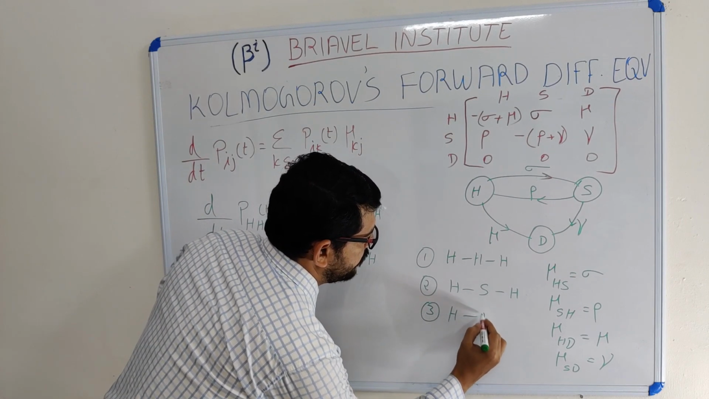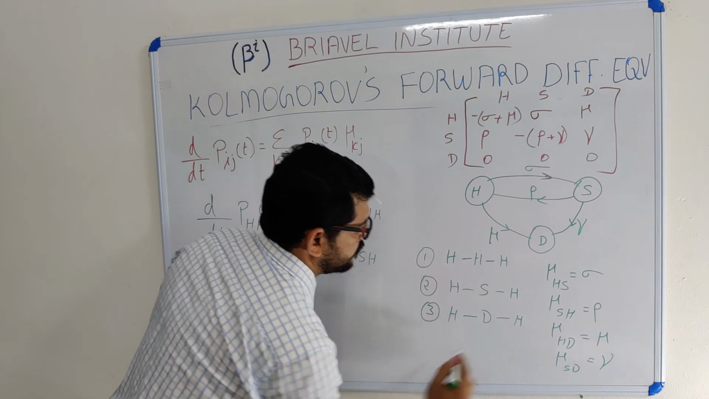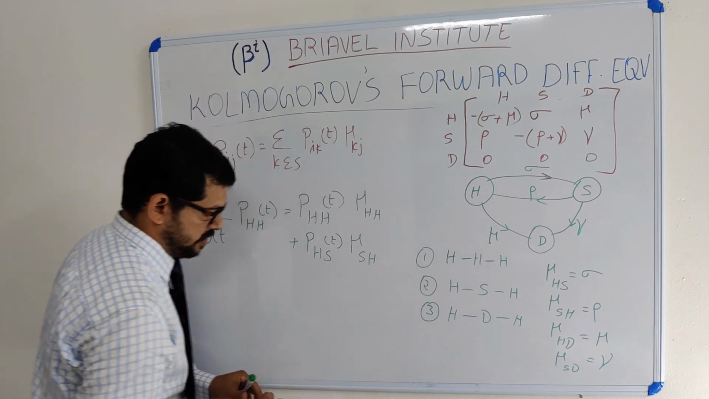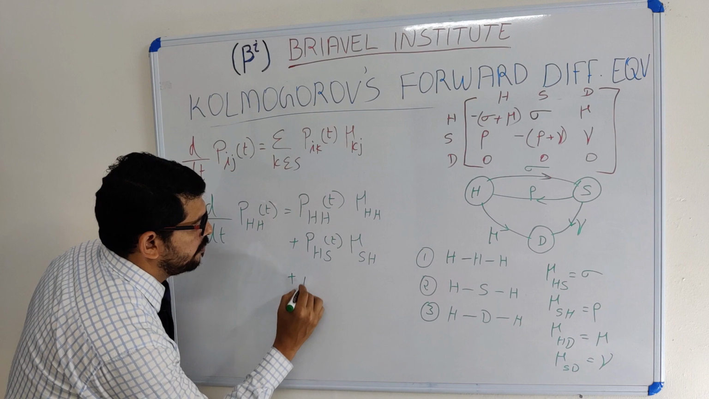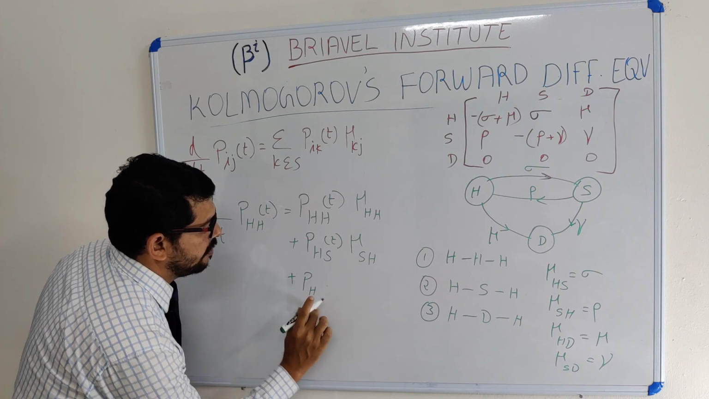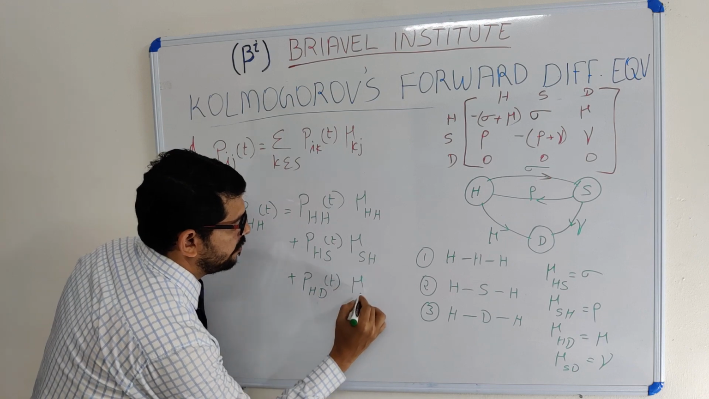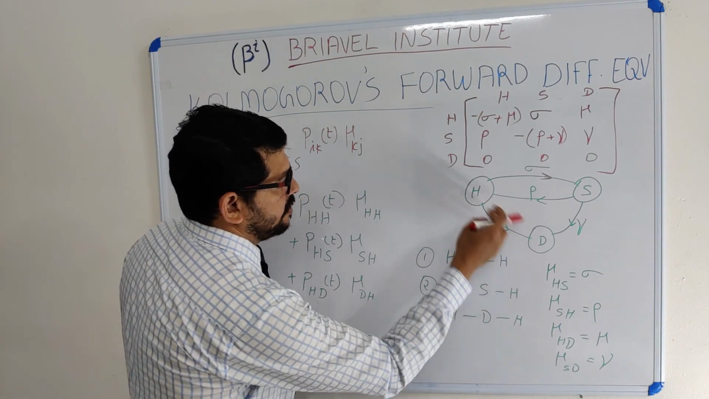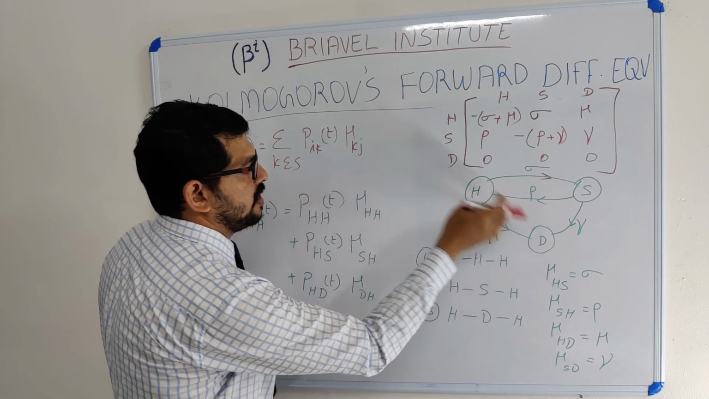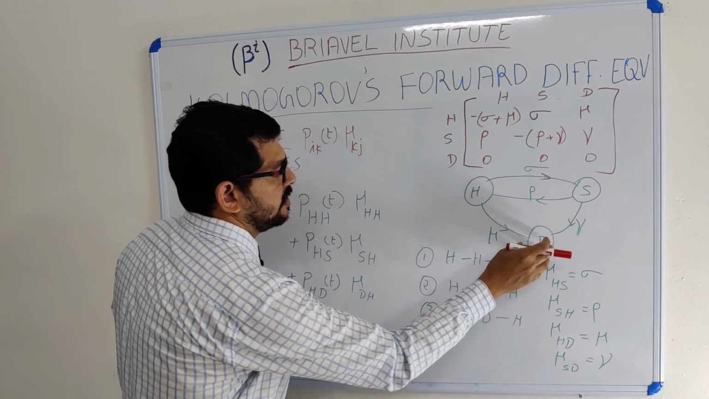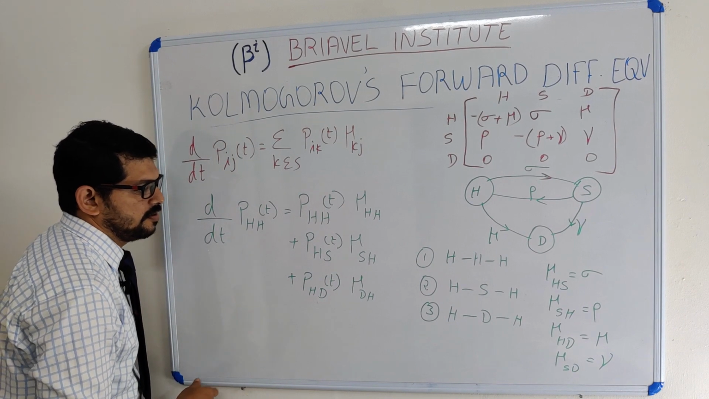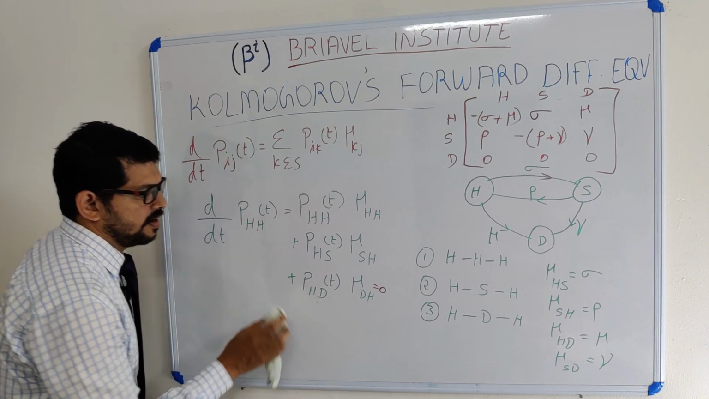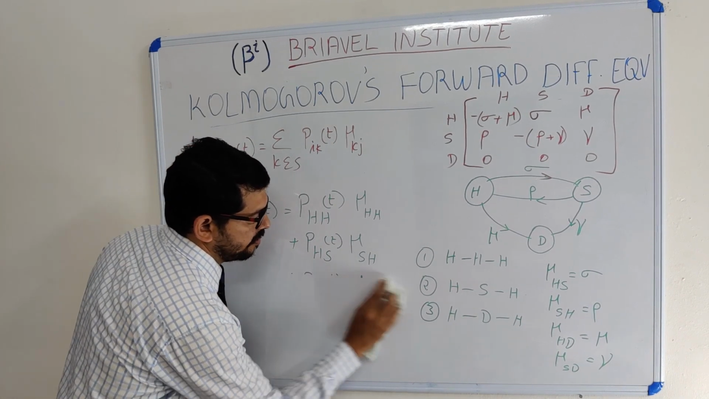We are in the state of H, moving to D and moving to H. How to write this option: plus P of HD at time t and mu of DH. So this is a third option. The third option is not valid because once we reach D, there is no return back to H. It's an absorbing state, so we do not return to H. So this transition is equal to 0. There is no transition, so we cannot consider this option.